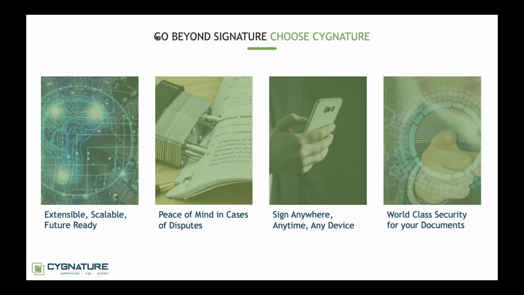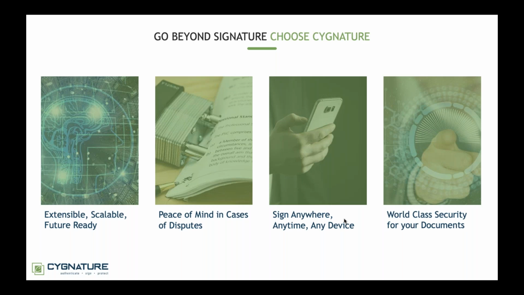Peace of mind in cases of disputes, because we give a complete certificate of completion where you have all the details tracked for each and every signer. So it is very easy to keep track of all the details of the signers, who the signers were, and from where they signed the document. So there is no chance that someday your signer might say, I did not sign the document. Sign anywhere, anytime, any device, because you can sign documents from anywhere in the world, sitting at any remote place, which is the biggest requirement right now.